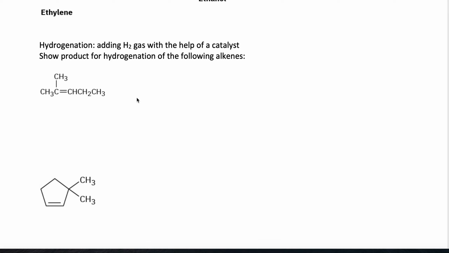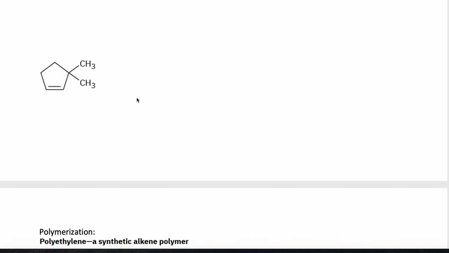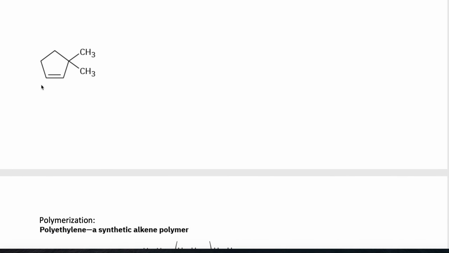All right. Now for this one, you just simply put the hydrogen here and hydrogen here. Okay. And you don't even have to show the hydrogens. And take the double bond away. Hydrogen here, hydrogen here. Okay.